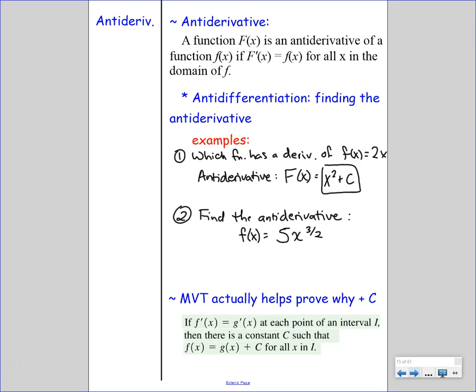How about number 2? X to the 5 halves, 2x to the 5 halves, to the 5 halves plus C. I love that association. Pause!